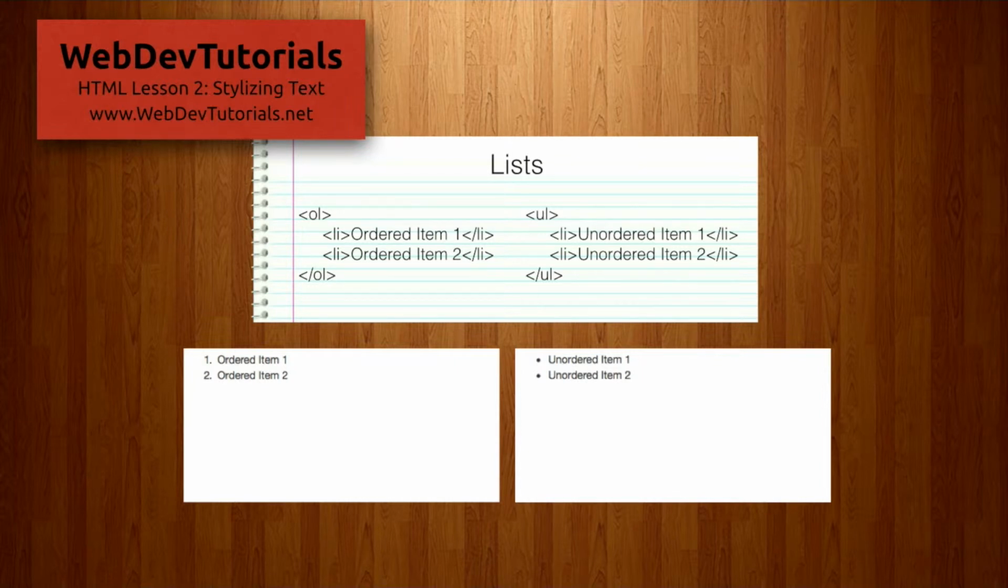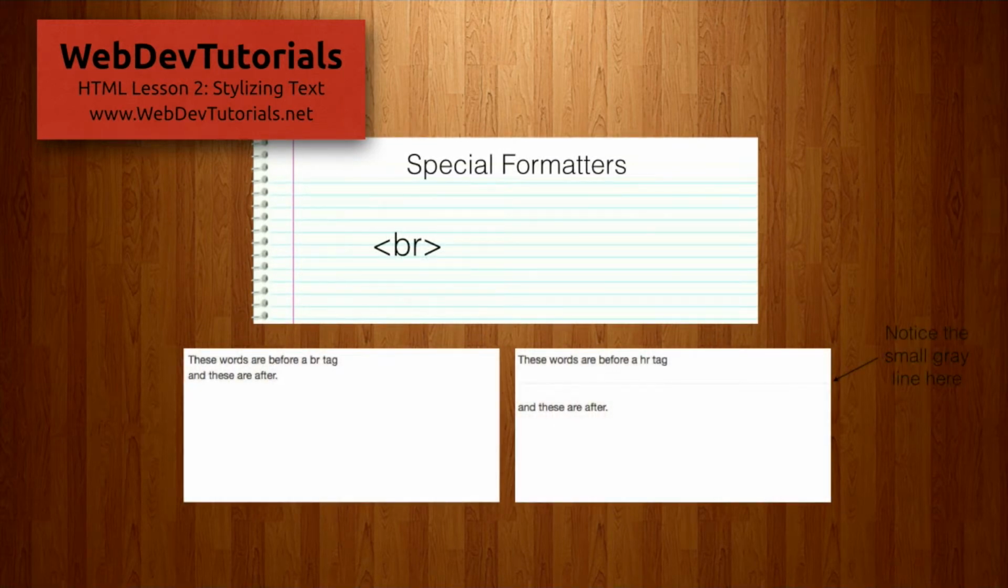There are also some special tags that you might want to be aware of. The BR tag is a page break. It's like clicking the return key on your keyboard. The HR tag defines a thematic break in a page. It inserts a line between 2 texts.